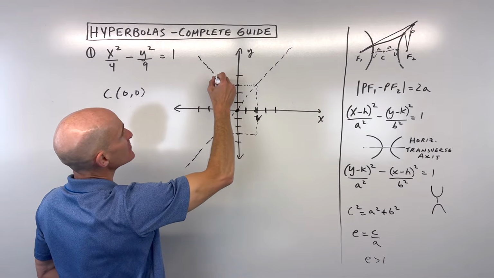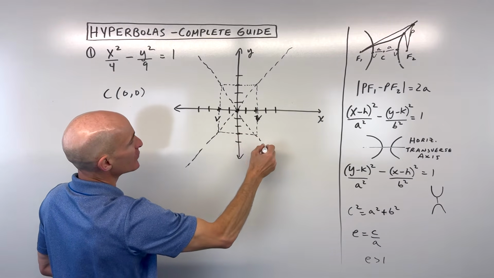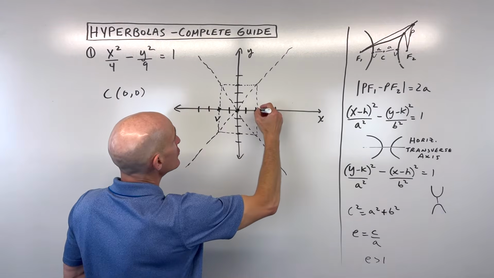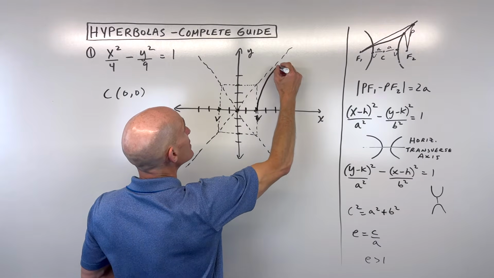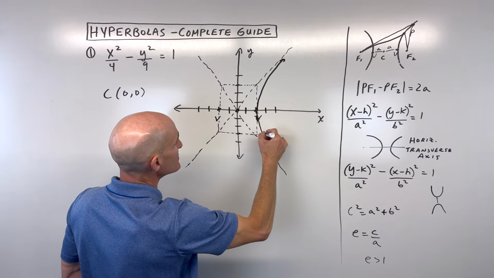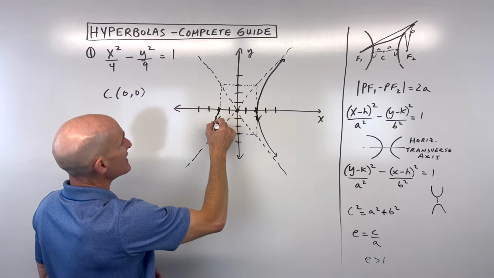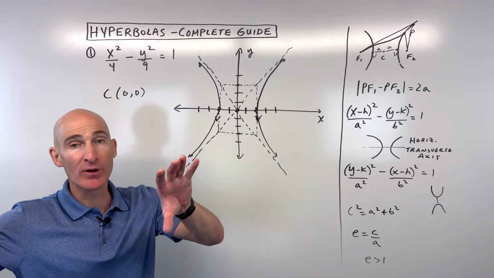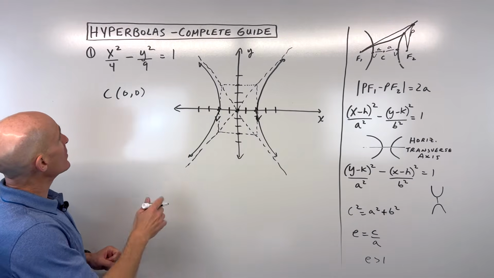Now remember, asymptotes, I'm sure you learned this in graphing other types of equations, the graph gets closer and closer to those asymptotes without touching or crossing. It just kind of approaches them like that. And so it gives us an idea about how wide or how narrow this hyperbola is. So let's go ahead and label what we have so far.